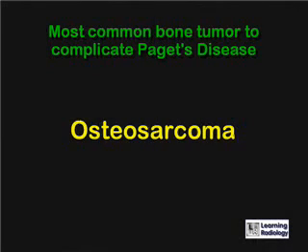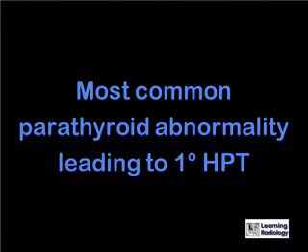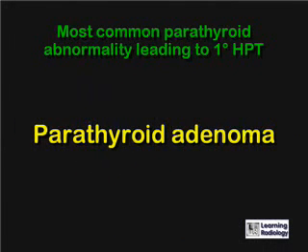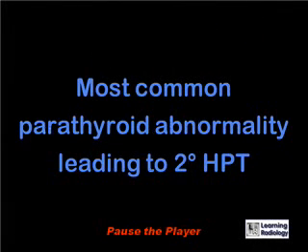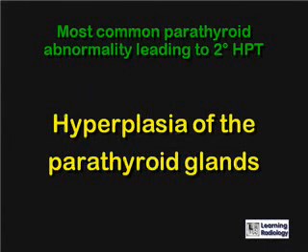An osteosarcoma. What is the most common parathyroid abnormality leading to primary hyperparathyroidism? A parathyroid adenoma. What is the most common parathyroid abnormality leading to secondary hyperparathyroidism? Hyperplasia of the parathyroid glands.